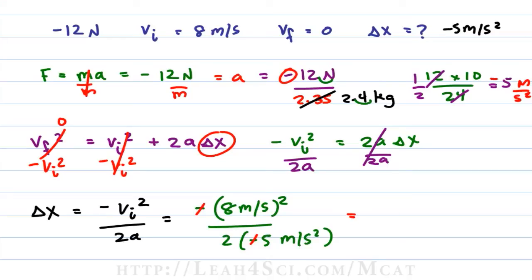Then we just have to do the math. 8 squared is 64, divided by 2 times 5, which is 10. 64 over 10 means we can use the factor of 10 trick. Just move the decimal back 1 space for an answer of 6.4.